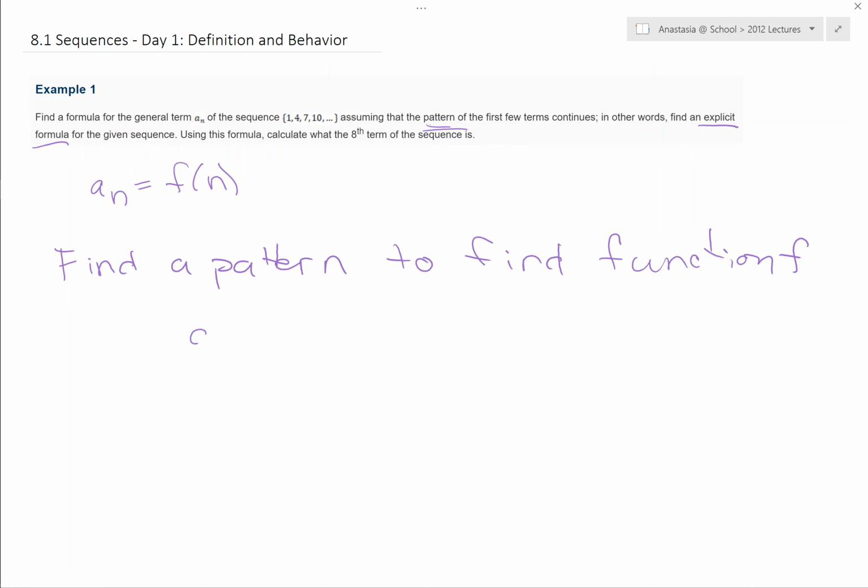So let's write out our terms. a sub 1, our first, is 1. a sub 2 is 4. a sub 3 is 7. a sub 4 is 10, and it would continue from there. Well, notice that our second term is just equal to our first term, which is 1, plus 3.